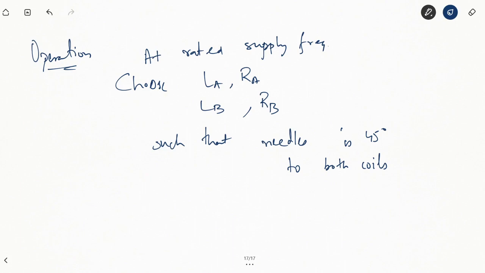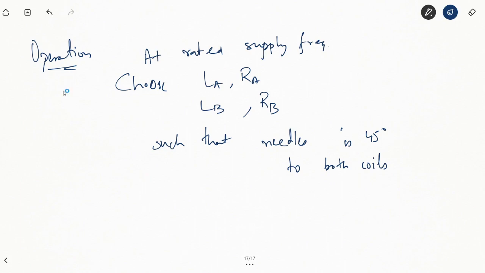Now say, for example, the frequency of the supply increases beyond its normal value. What will happen is that the reactances of LA and LB will also increase, but there will be no effect on the resistances. RA and RB do not change with supply frequency, but the reactances of LA and LB both will change. That means LA is increasing, LB is also increasing. LA is in parallel with coil A, that means the voltage impressed across coil A will increase. That means the current in coil A will increase.